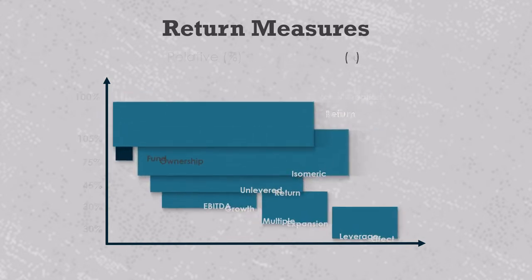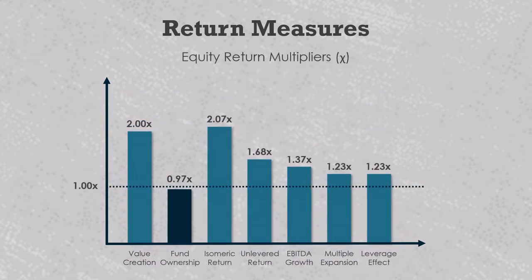The next return measure is the equity return multiplier that we discussed in the last video. Unlike the last 3 measurements, the value drivers are not related by addition and subtraction, but by multiplication and division. The fundamental unit of value creation is the GP's gross multiple of invested capital, which is 2.0x here.